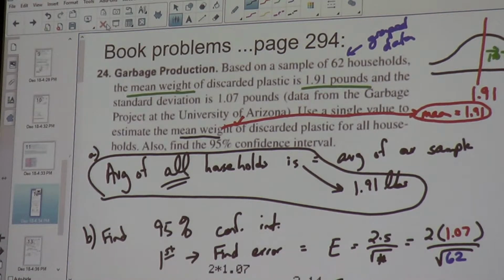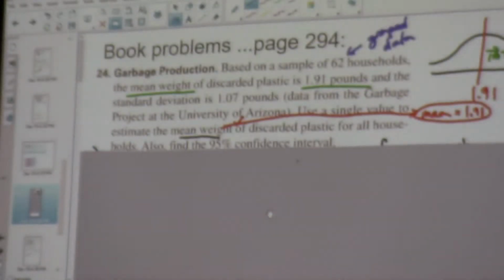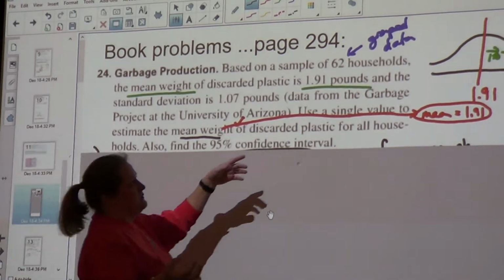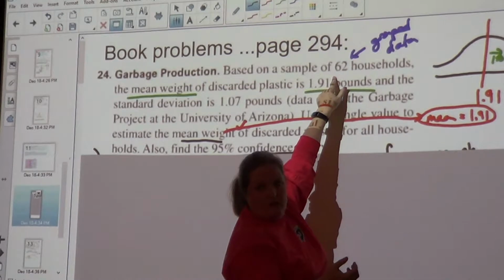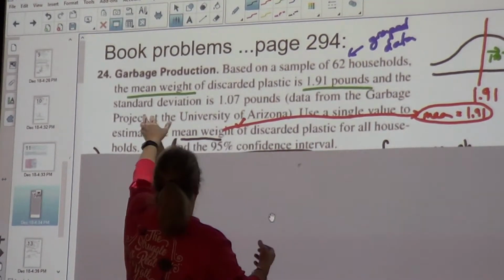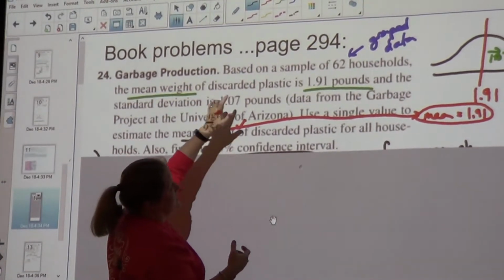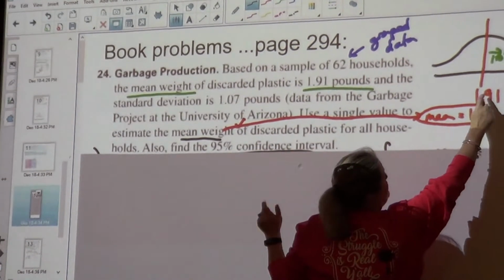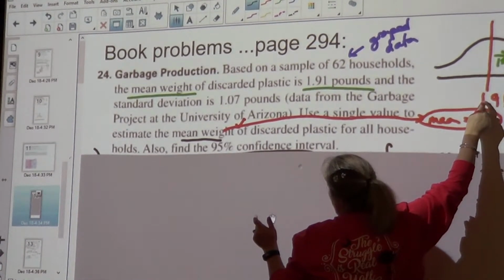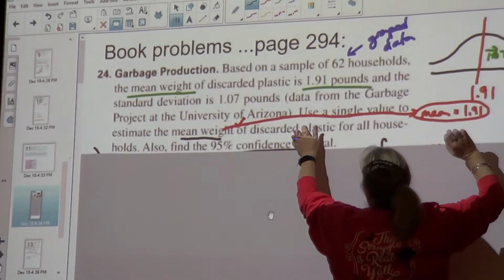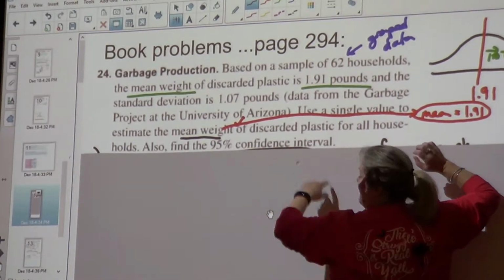Okay, this one, let's cover up and talk about this one. This one didn't give you a picture. It says you live in a neighborhood and there are 62 houses in the neighborhood. So this is group data because you have a group of 62 houses. The average weight of plastic that you throw away is 1.91. So they're telling you the mean is 1.91. The standard deviation is 1.07. Use a single value to estimate the average weight.